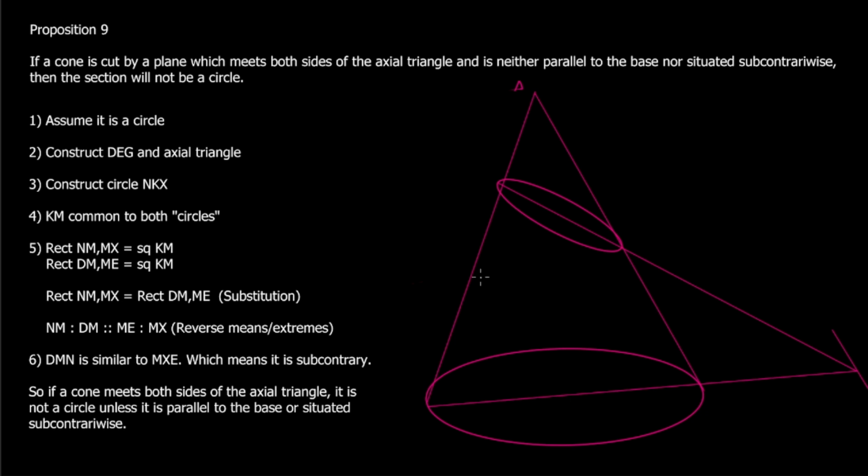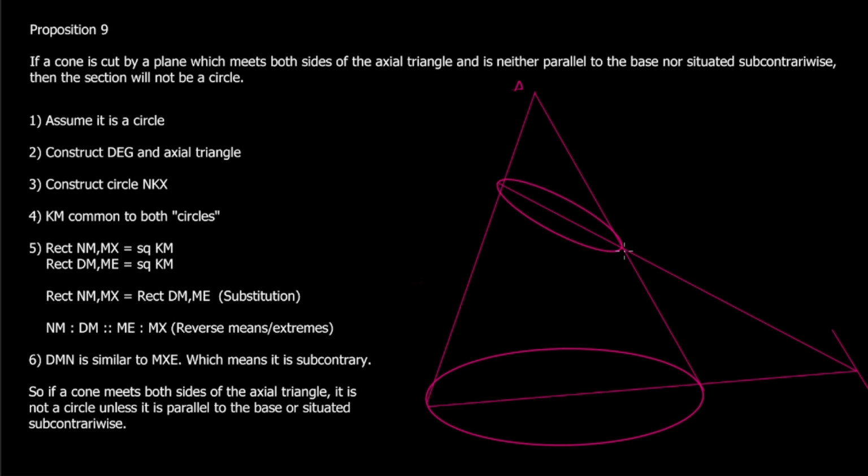So, we're going to have a cone and we're going to have a plane, and the plane is going to meet both sides of the axial triangle, and we're going to imagine that it is a circle because this is going to be a reductio ad absurdum. If you're not familiar with reductio ad absurdum, what it means is that if there are only two cases, something either is something or it's not something, instead of proving that it is a certain way, you can assume that it is the opposite way and then prove that that case would be impossible for some reason, meaning that the only remaining way is the way that it is.